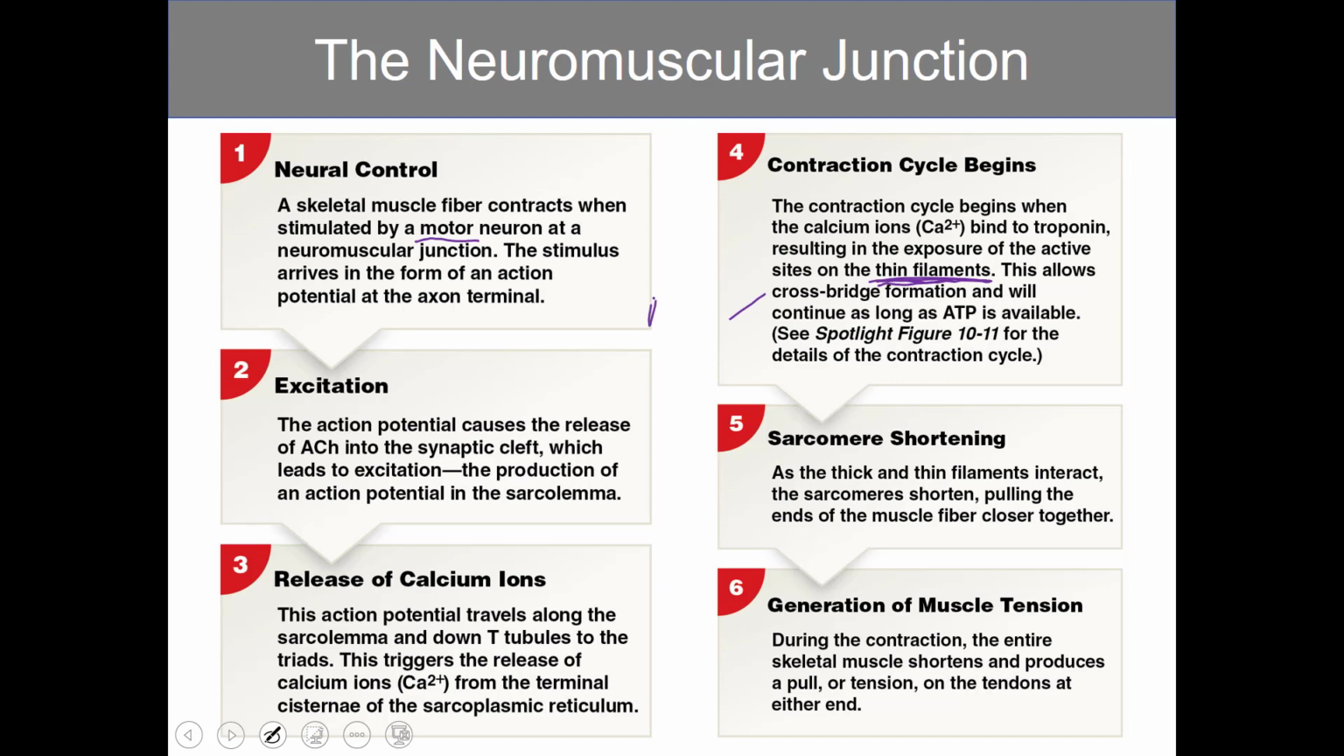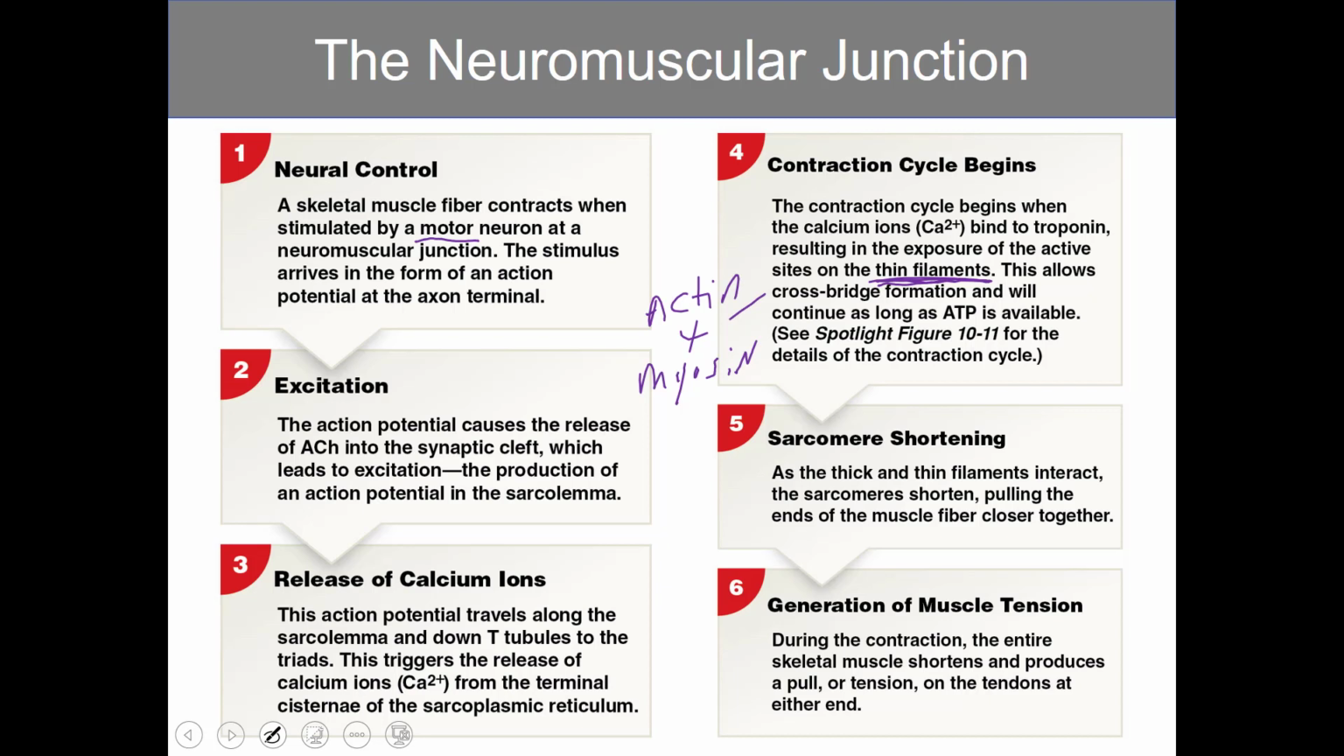Cross-bridge is actin plus myosin. When those two proteins come together, they bind, you get the formation of a cross-bridge. And cross-bridge formation will continue as long as ATP is available. We'll see some other factors that may affect the duration later.